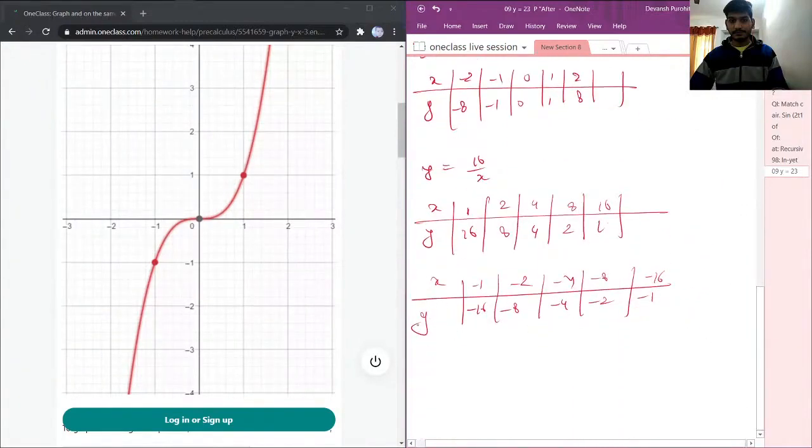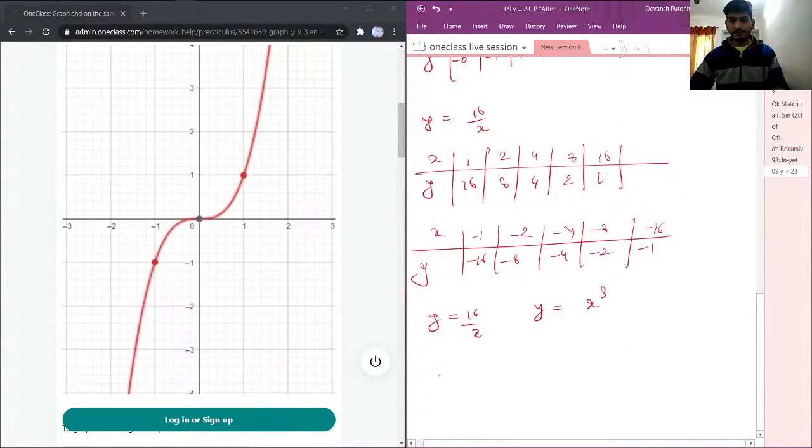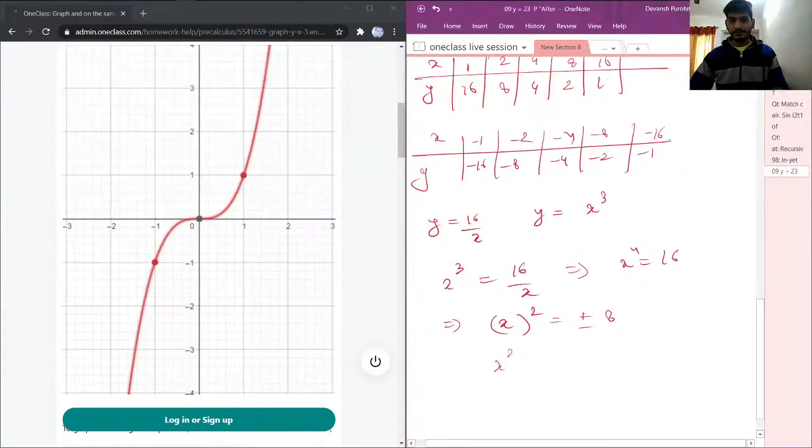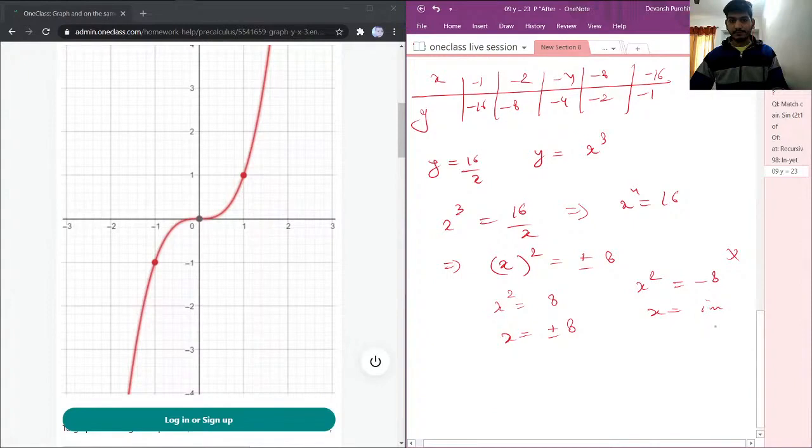Okay, so now for finding the solution or the intersection coordinates, what we do is that we have one equation, which is y equal to 16 over x, and another equation, y equal to x cube. We'll just substitute the value of y in this equation, so we'll have x cube equal to 16 over x. This implies x to the power 4 is equal to 16. This implies x square will be plus or minus 4. When x square is plus 4, x will be plus or minus 2. When x square is negative, x will be imaginary. So that is not going to exist. These are going to be imaginary values.